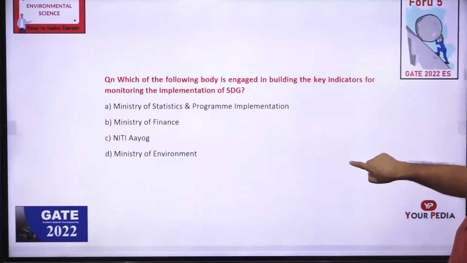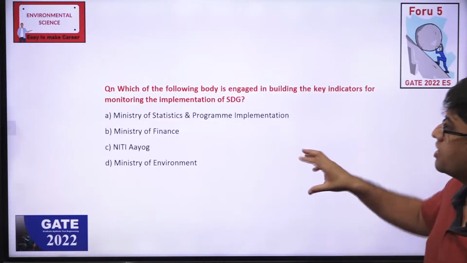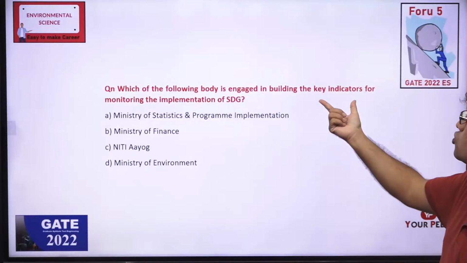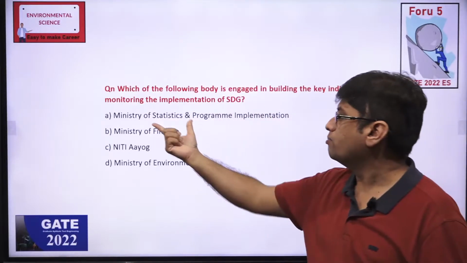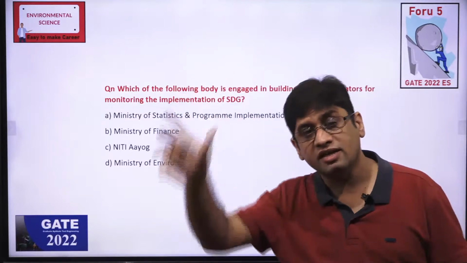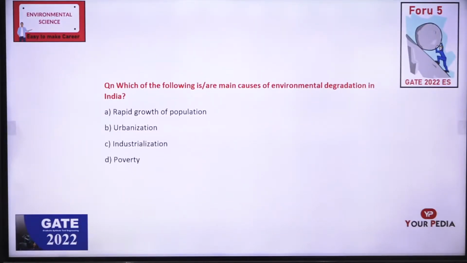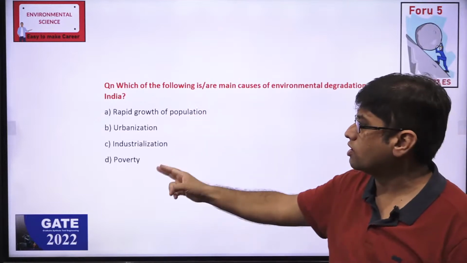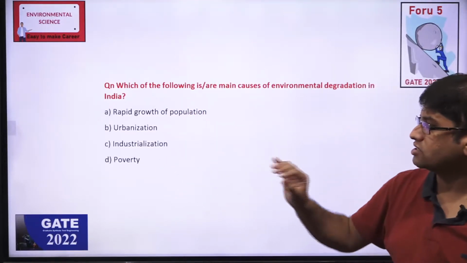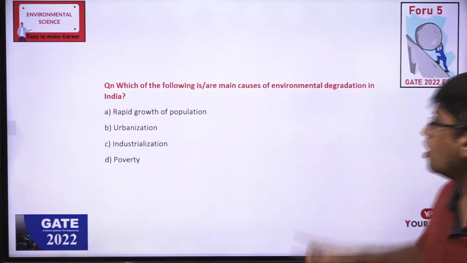Which of the following bodies is engaged in building the key indicators for monitoring and implementing? So indicator को बनाएगा कौन? Ministry of Statistics and Programme Implementation. Ministry indicators को बनाएगा. So that is the meaning of it. Which of the following are main causes of environmental degradation in India? So I will say all. Rapid growth of population, urbanization, industrialization, poverty. All these factors are the cause of environmental degradation in India.